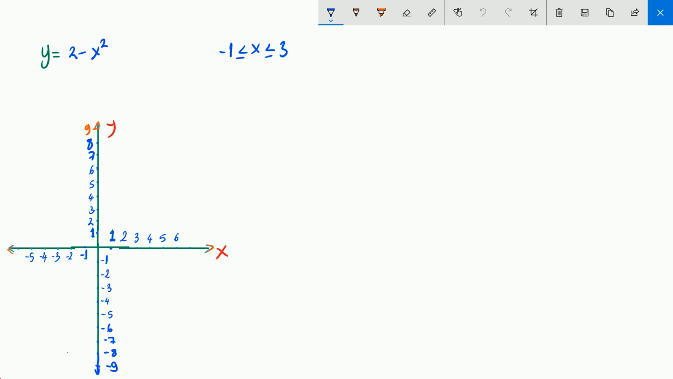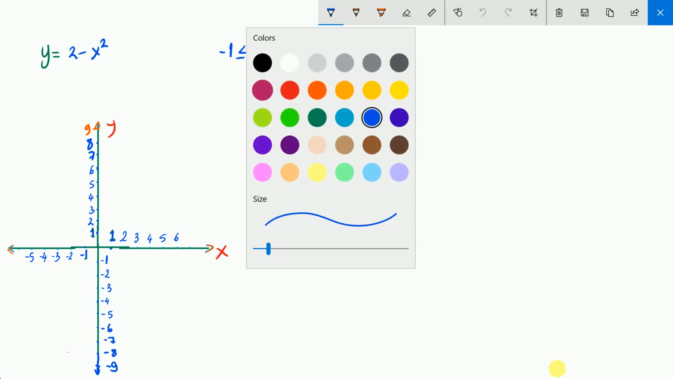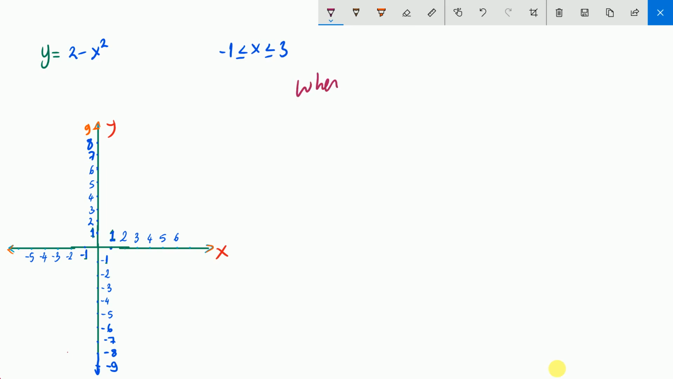Our quadratic function is y equals 2 minus x squared, and x is limited by 3 and negative 1. So remember, please, we are starting by giving values, and we are making an x and y table. First step is making the x and y table. Second, we are giving a couple of values to x, but in this question x is limited. Then we are plotting the points on the coordinate plane. Then we are drawing our line passing through the points we found by giving values to x.